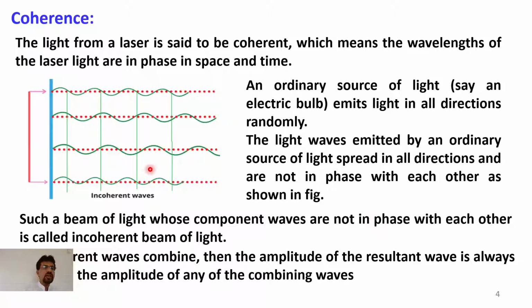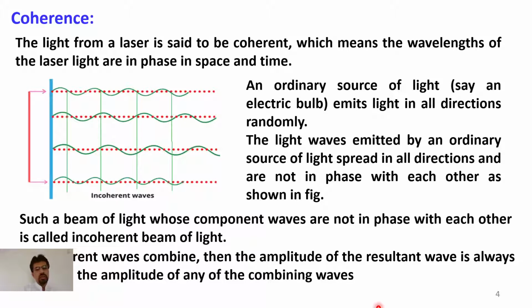Now here in this figure we can see a number of waves propagating in space. Then we can see that the phases of all these waves are not the same, and due to that they are known as incoherent waves. Such a beam of light whose component waves are not in phase with each other is called an incoherent beam of light.